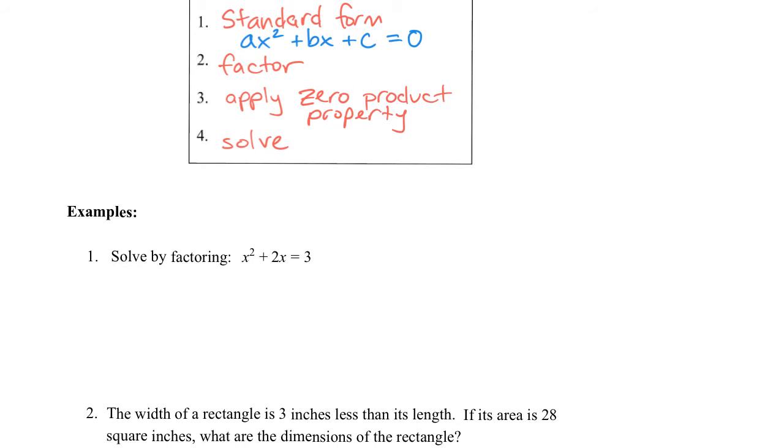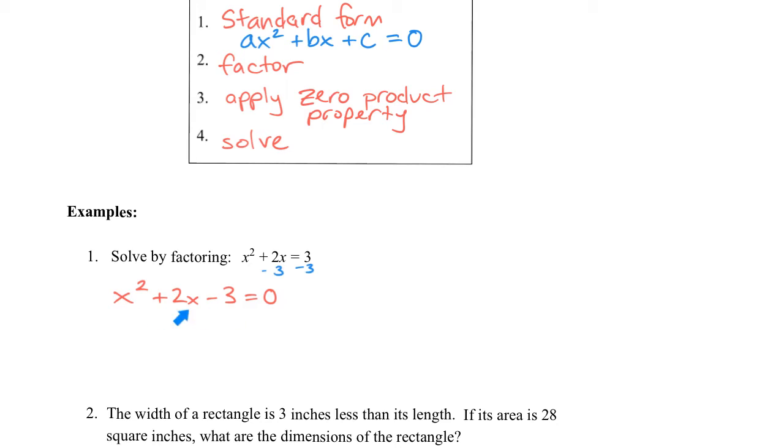All right, so let's take a look at this first one. Solve by factoring. X squared plus 2x equals 3. The first thing is we want that into standard form. So in this case, we're not equal to 0, which means I need to subtract 3 from both sides in order to get it equal to 0. So what do I have then? I have x squared plus 2x minus 3 equals 0.